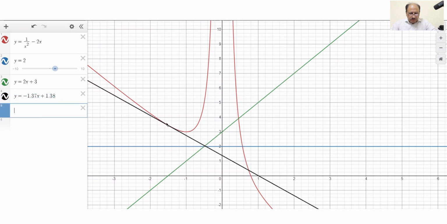You can see it's touching the curve only at this point, which is at minus 1.5, and this is what I have shown you, and the same picture I have inserted in the question also. Let us switch to the question.